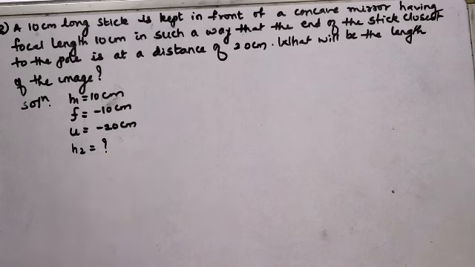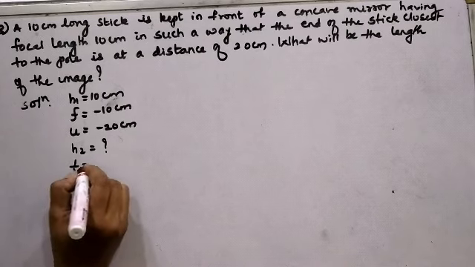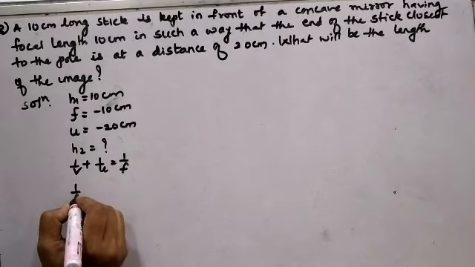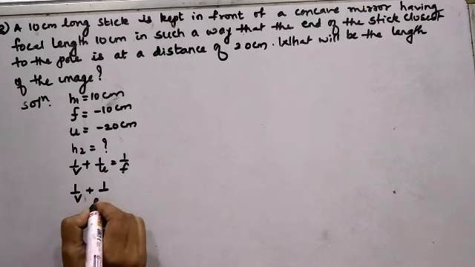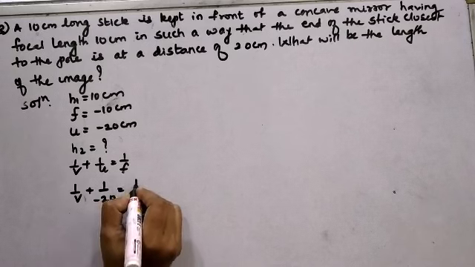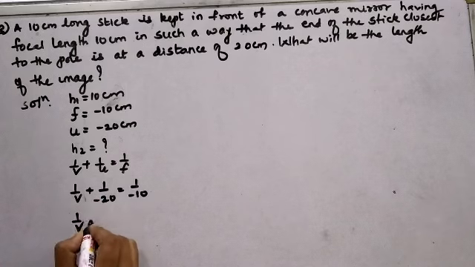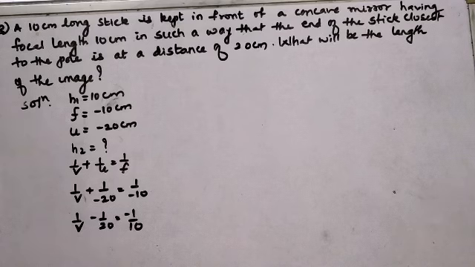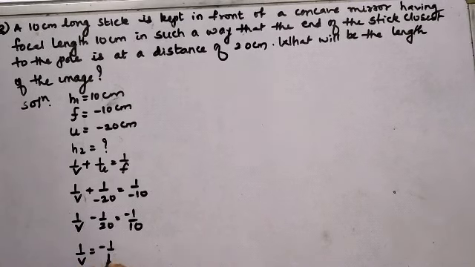Okay, so first we will find out the value of V from U and F. So 1 upon V plus 1 upon U is equal to 1 upon F. 1 upon V is equal to plus 1 upon U is minus 20 is equal to 1 upon F. F is minus 10. So 1 upon V plus into minus will be minus 20 is equal to minus 1 upon 10. So 1 upon V is equal to minus 1 upon 10.